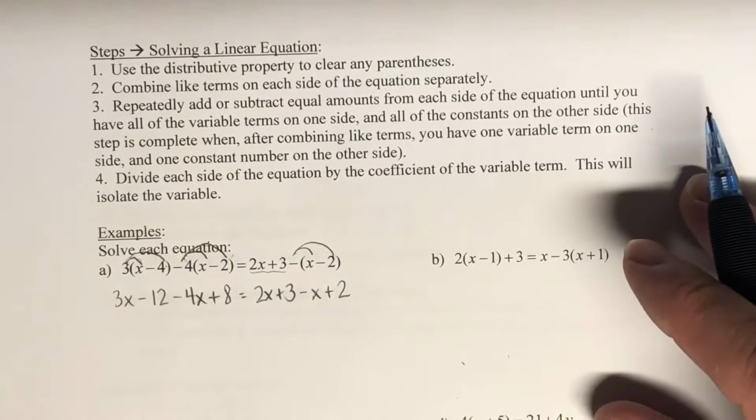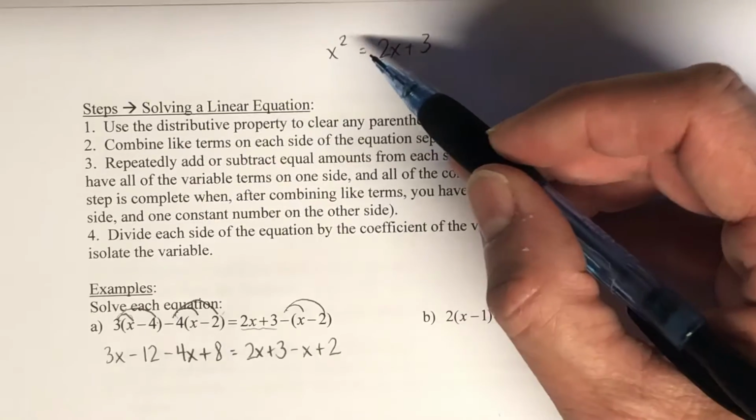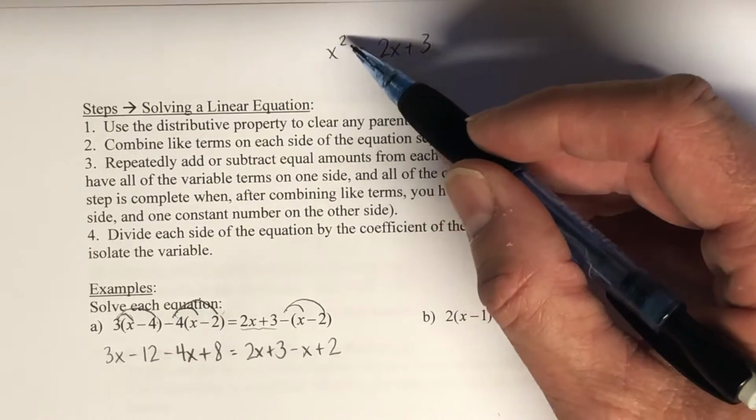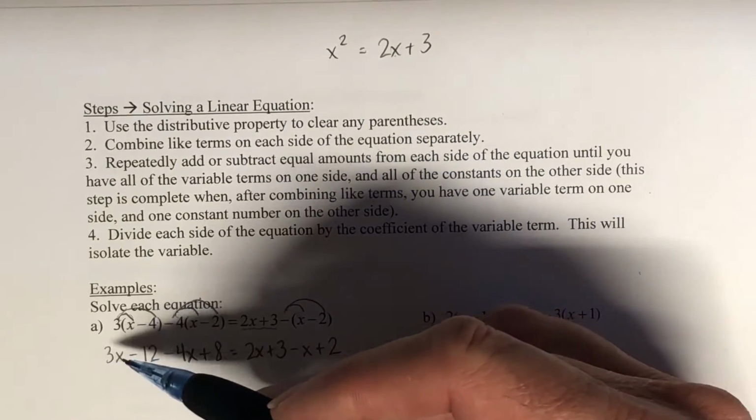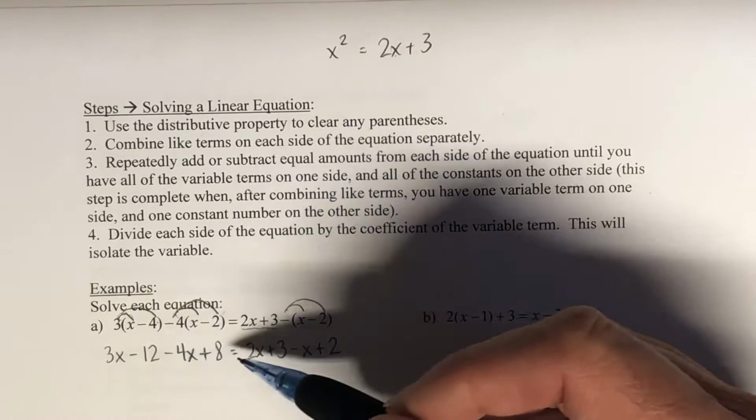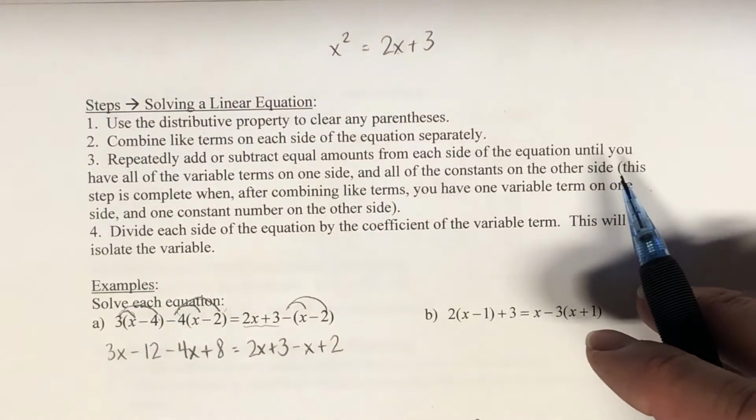So the key thing with linear equations is that you never see any x to the second or x to the third. It's always going to be just x to the first or no x at all in some of the terms. That's fine as well.